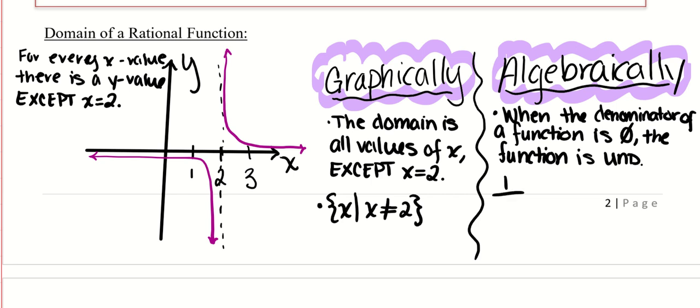If we put this in terms of algebra, then we're looking at a denominator where the denominator equals 0, so x equals 2. The domain would be values of x such that x cannot equal 2. So the relationship between the graph and the algebra is that input values of x would give you any of the purple graph except 2.